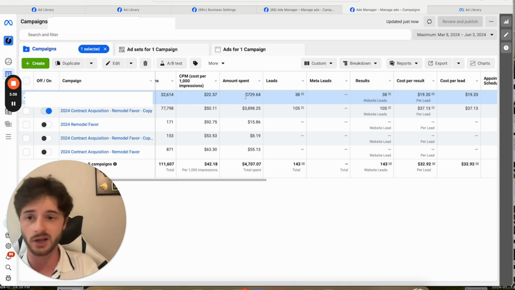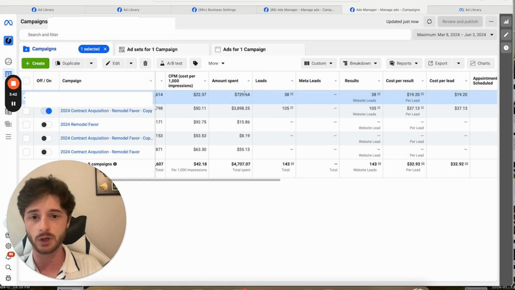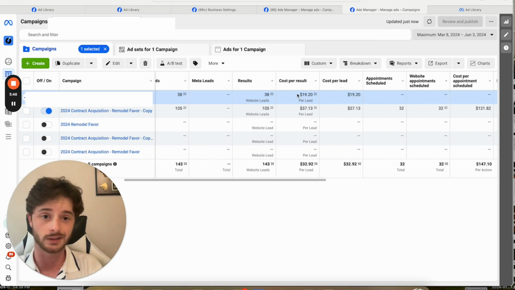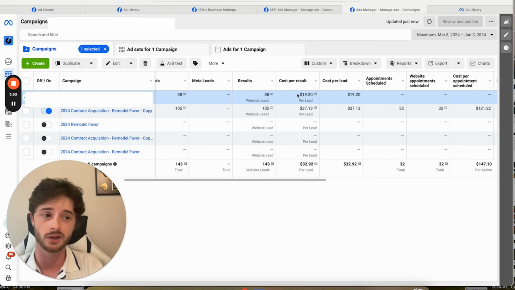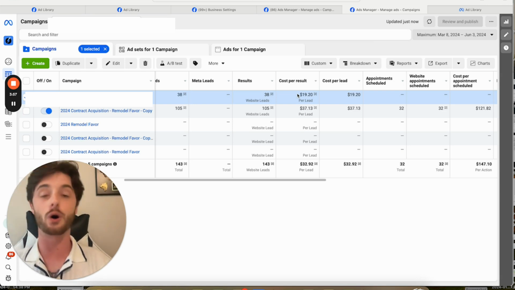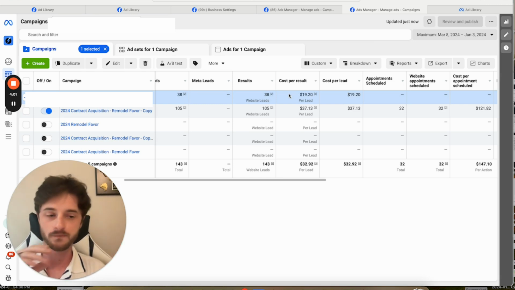So you'll see right here with this estimator funnel, what we've achieved is, out of $792 spent, we've gotten 38 leads, which comes out to around $19.20 per lead. All right. That is super cheap, super low cost, especially going after a big-ticket item like home additions. And you'll see right here, a lot of people, in order to even get this sort of lead cost, right?